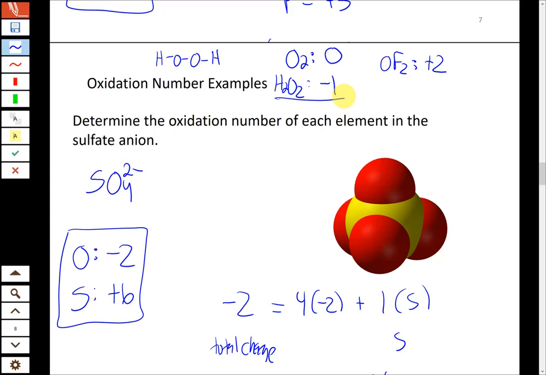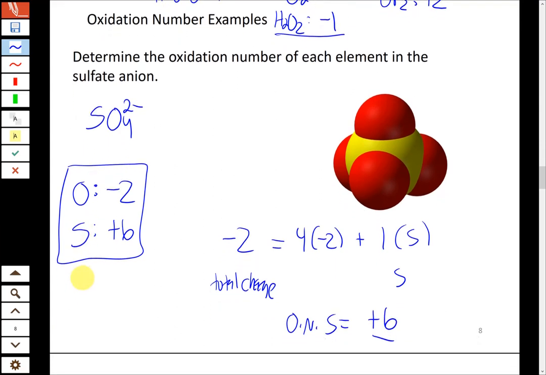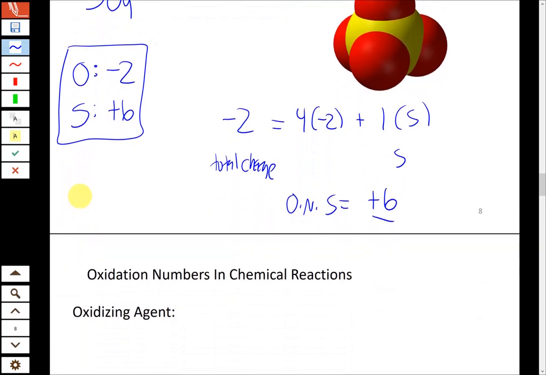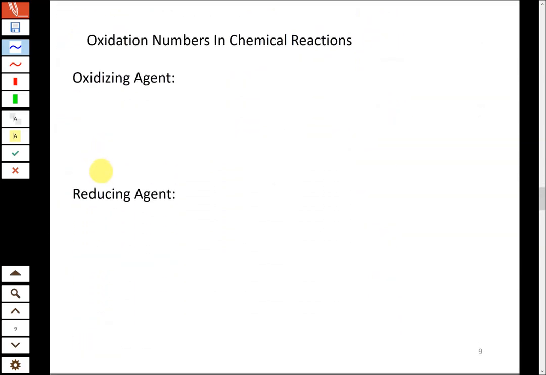But look for oxygen first, because again, those exceptions are fairly rare, and it's usually going to be -2. All right, so the importance of oxidation numbers is that it allows us to, first of all, identify whether something is a redox reaction or not, and it also helps us balance it, as we'll see at the end of today. So that introduces some new terminology here, which is oxidizing agent and reducing agent.